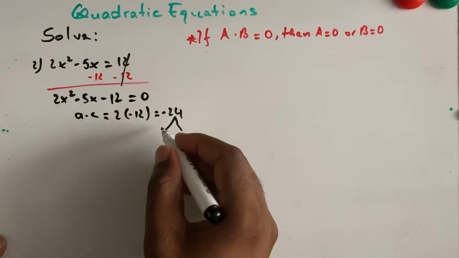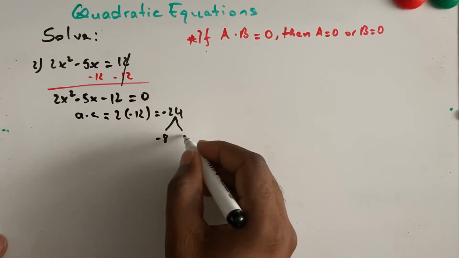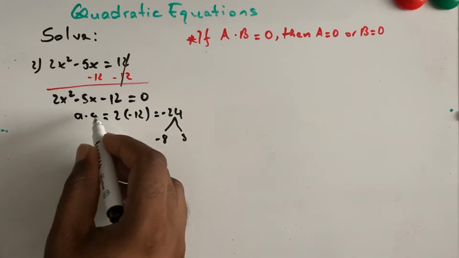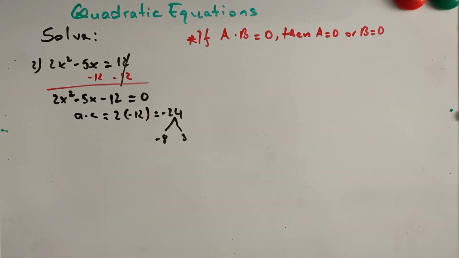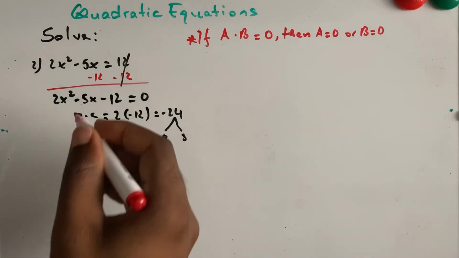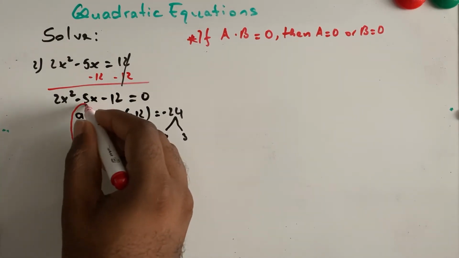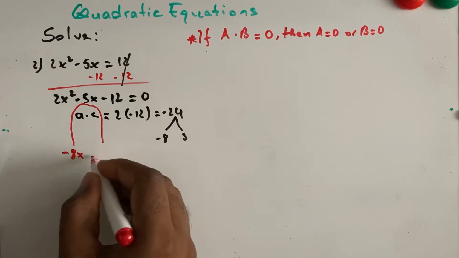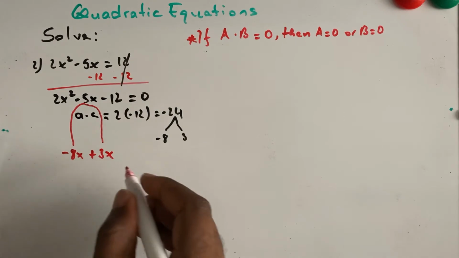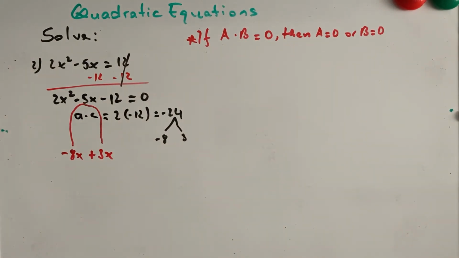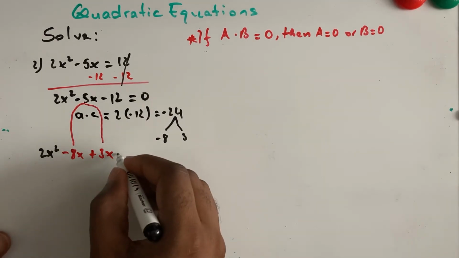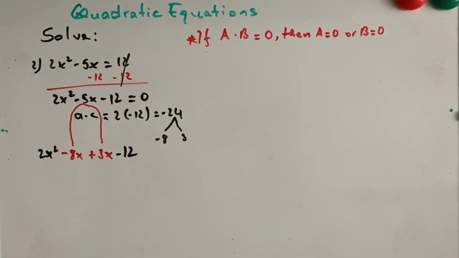In this case here, we see that it could be negative 8 and 3, because negative 8 times 3 is negative 24. And when you add them, you'll get negative 5, okay? Therefore, I can replace the negative 5x by negative 8x plus 3x, okay? And all the other terms remain the same. So 2x squared and minus 12 stay. Now remember, this was an equation, so equals 0, all right?